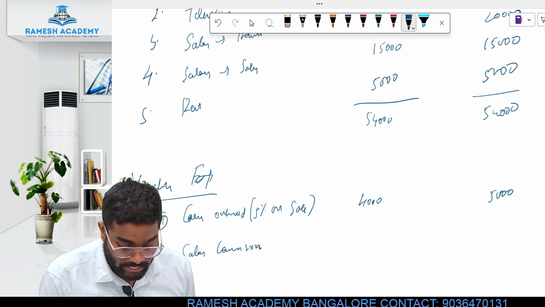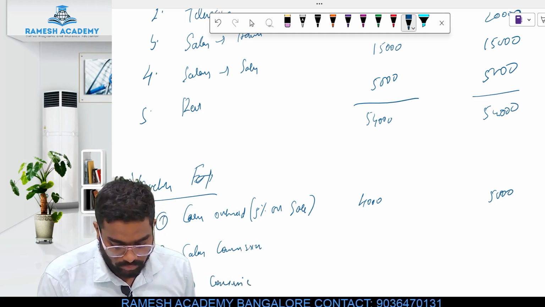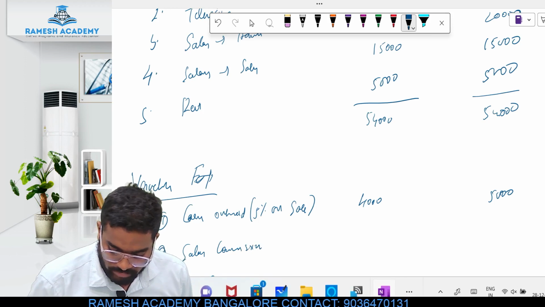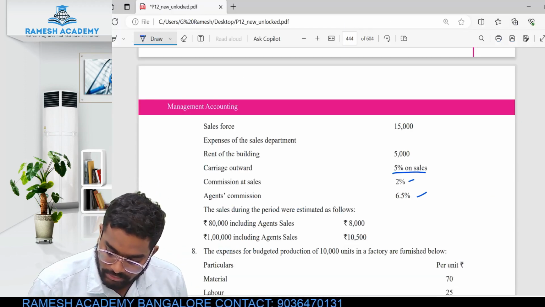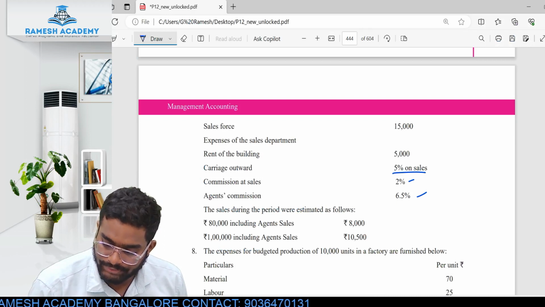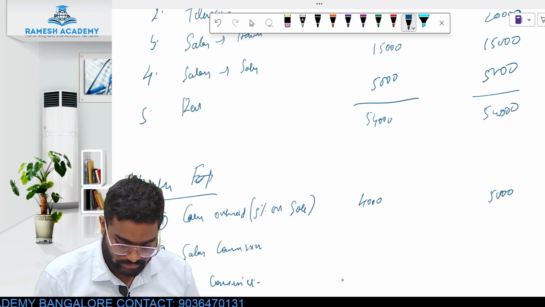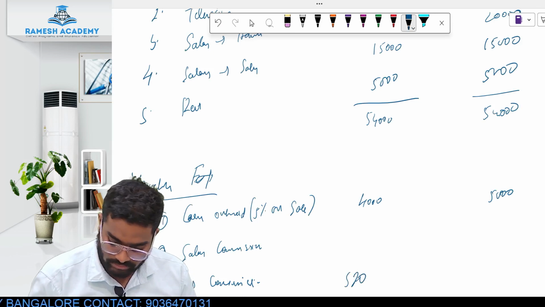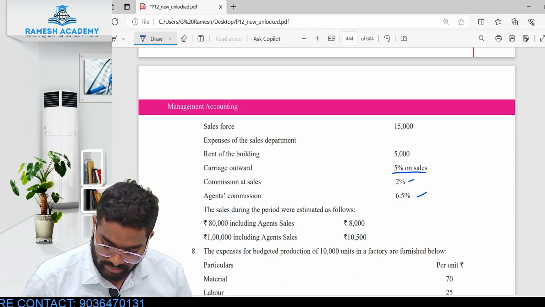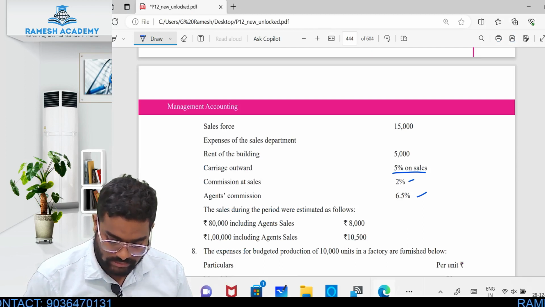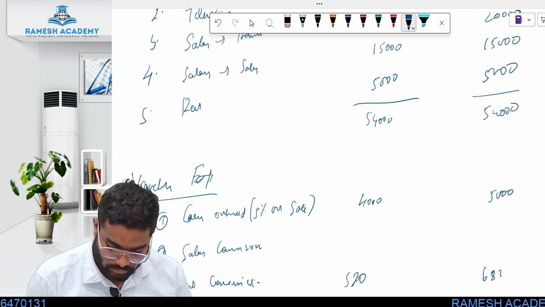Here we have an important point, okay, agent commission. So anyhow we have agent sales, we'll just multiply with it. Agent sales is 8,000 into 6.5%, which is 520. So agent commission is easy, 6.5% on agent sales. So agent sales here it is 10,500 into 6.5%, 682.5. Please take it as 683, round off.